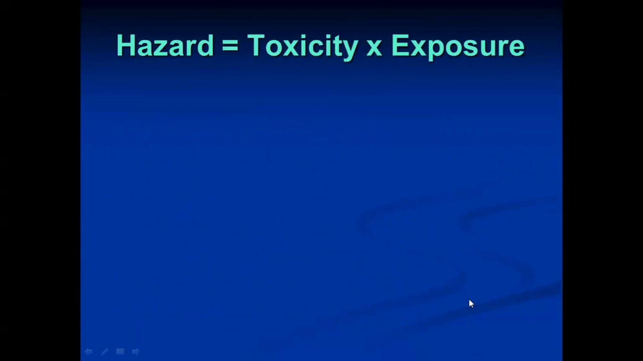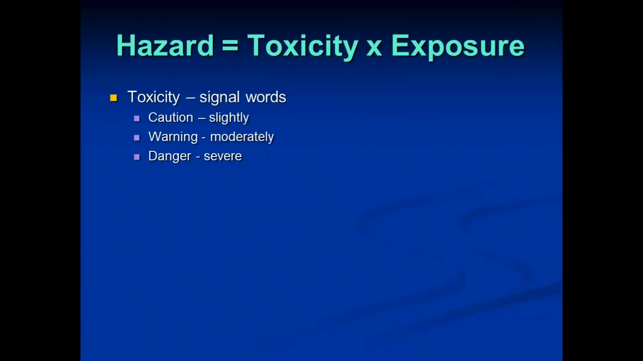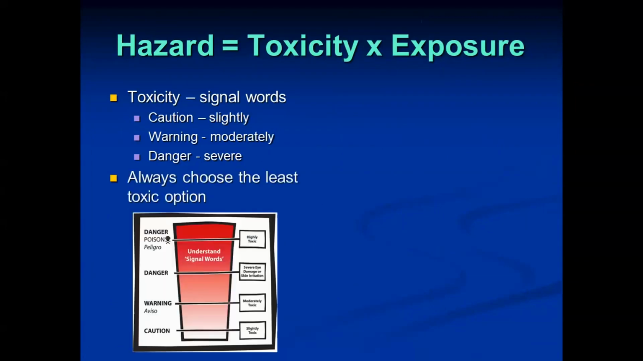Now I want to spend just a minute on the hazard and toxicity exposure, because there are some concerns when you use any chemical. Toxicity has signal words. Caution means that it's slightly dangerous, I guess. Warning is that it's moderately dangerous. Danger is severe. So these signal words will be on the label. And it's always better to choose the least toxic option.